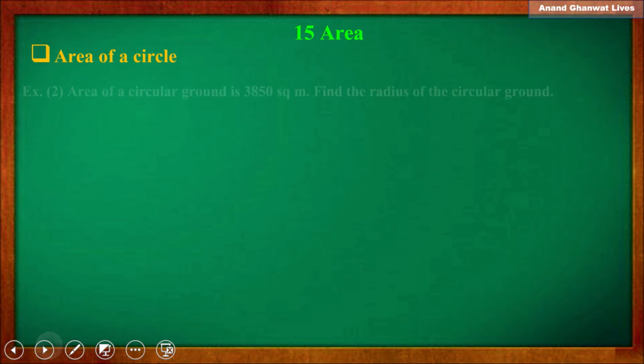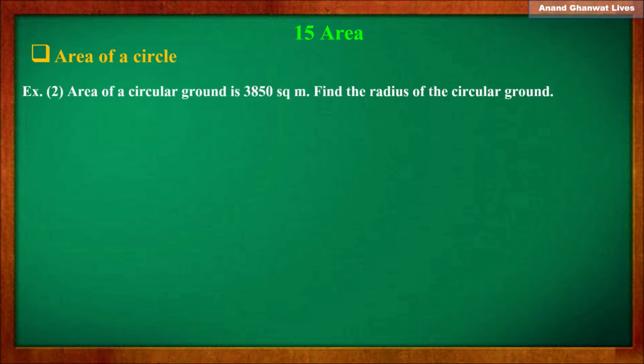Okay, now next, second problem. Area of a circular ground is 3850 square meter. Find the radius of the circular ground. Now here we have given the area, which is 3850 square meter, and we have to find radius. So which formula is useful here? Of course, the formula for area: A is equal to pi r square. Area of a circle is equal to pi r square.